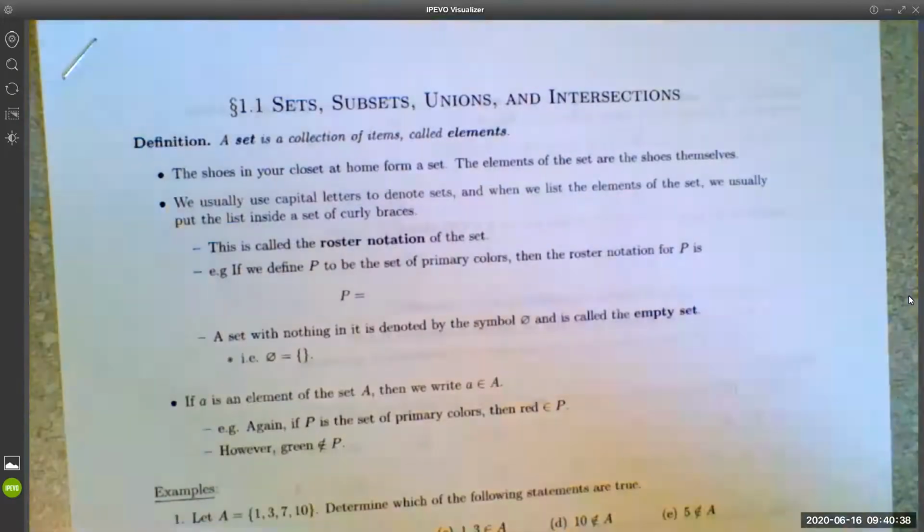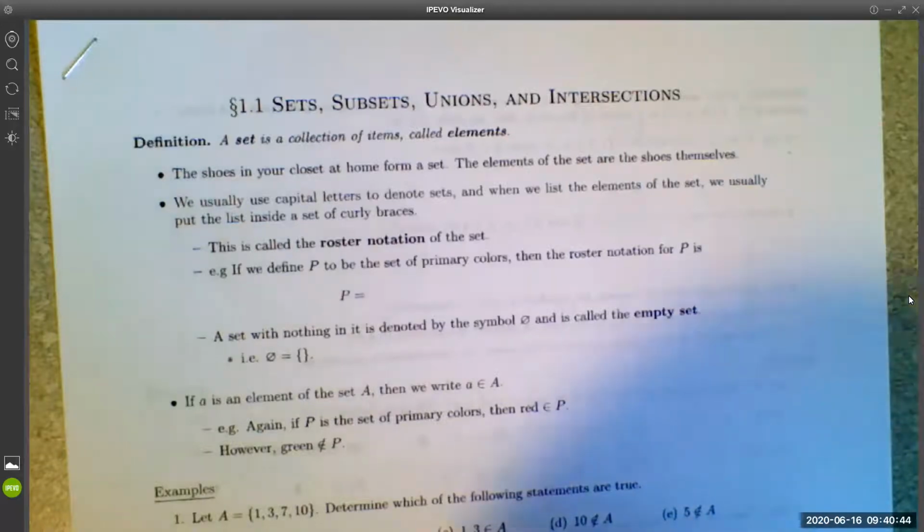Let's talk some set theory. So 1.1 is about sets, subsets, unions, and intersections. Okay, so let's introduce all of these concepts.